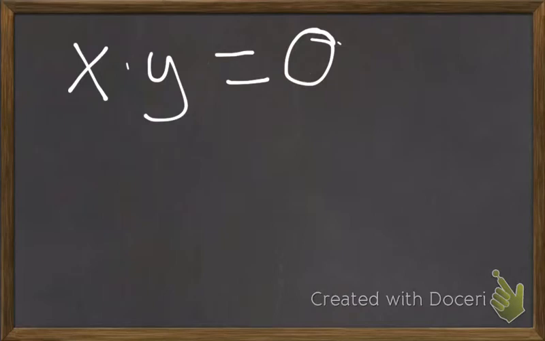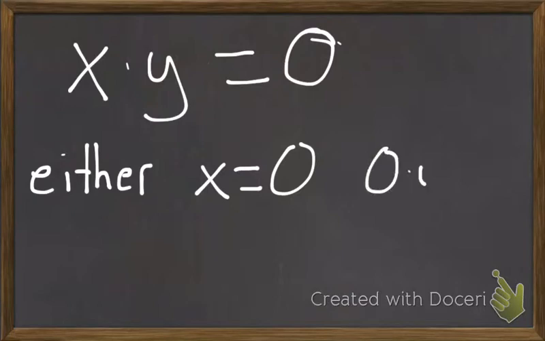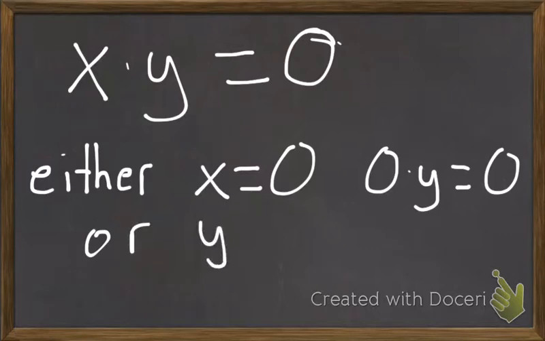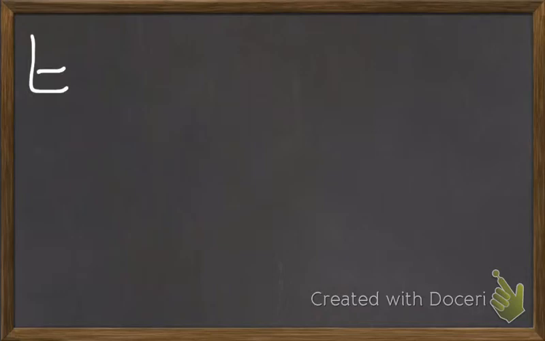Now, in order for this to be true, the basic idea is either x equals 0, because it's going to be 0 times y equals 0, or y equals 0, because it's then going to be x times 0 equals 0. So you set either one equal to 0 and solve. Now, let's look at an example.